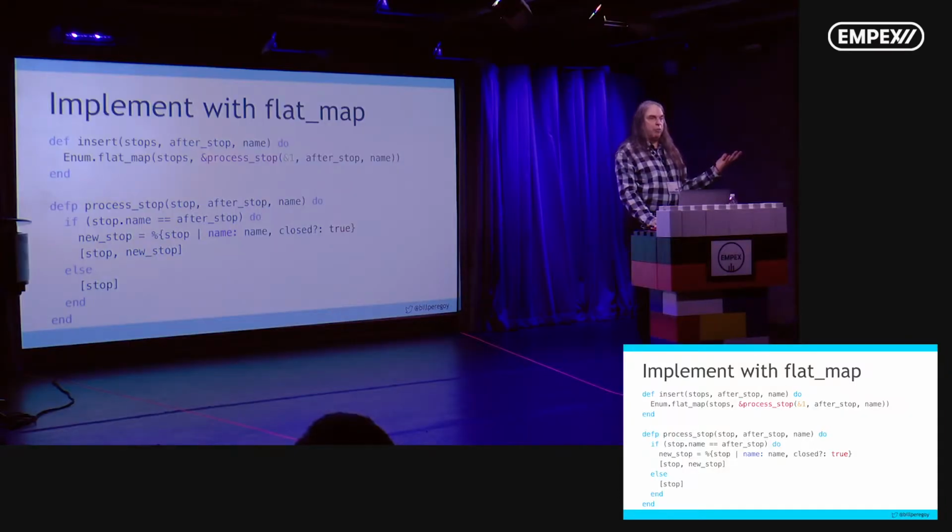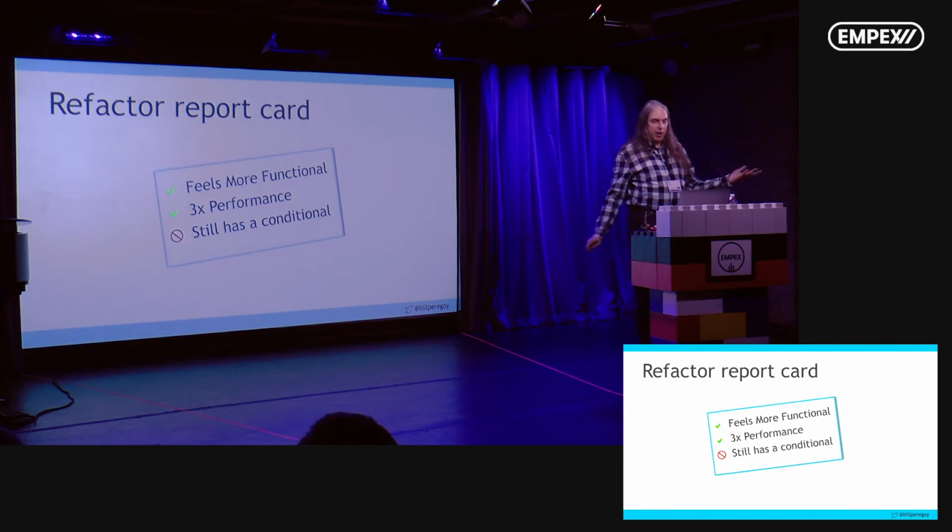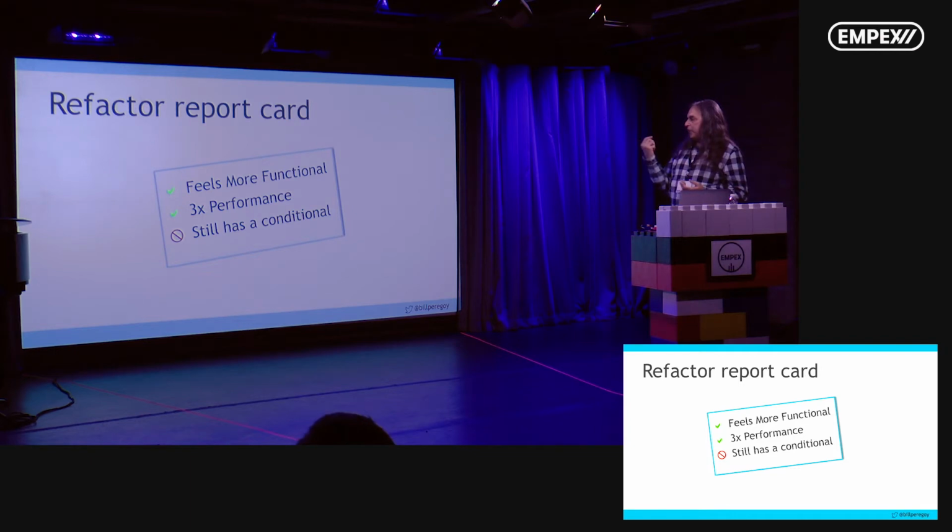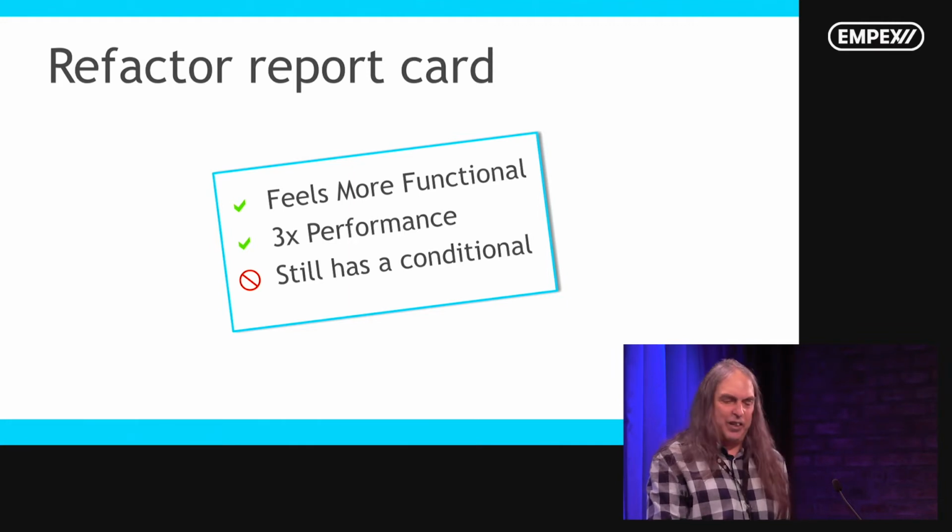And that worked really, really well. The code was obviously cleaner. And my report card says it certainly feels a lot more functional. It feels like I'm writing Elixir code now. I've got 3x the performance. I've gotten rid of all those O(n) operations and replaced them with one flat map, which is O(n). It still has kind of a conditional in it. Well, actually, not kind of. It really has a conditional in it.